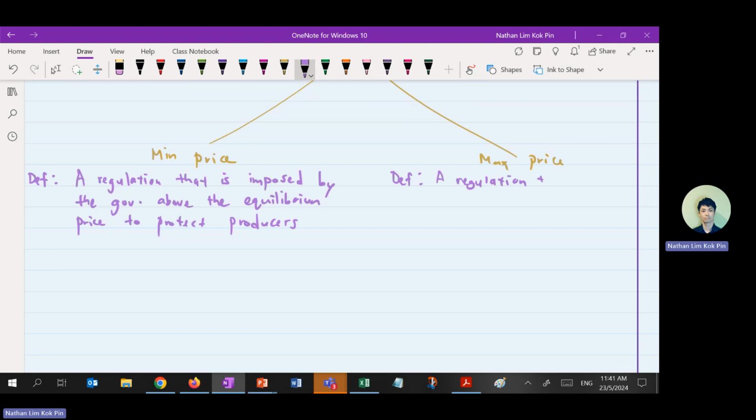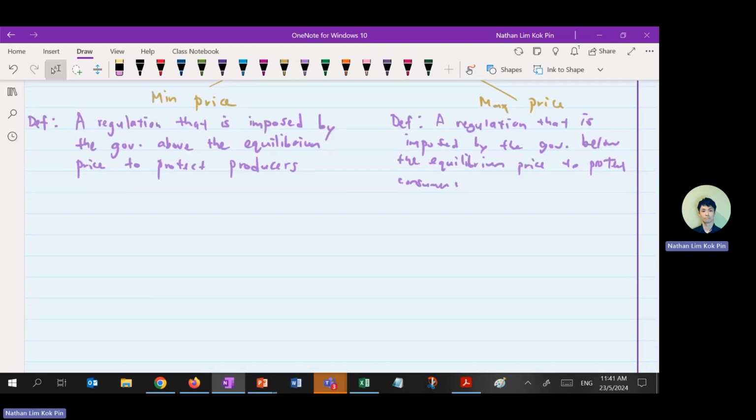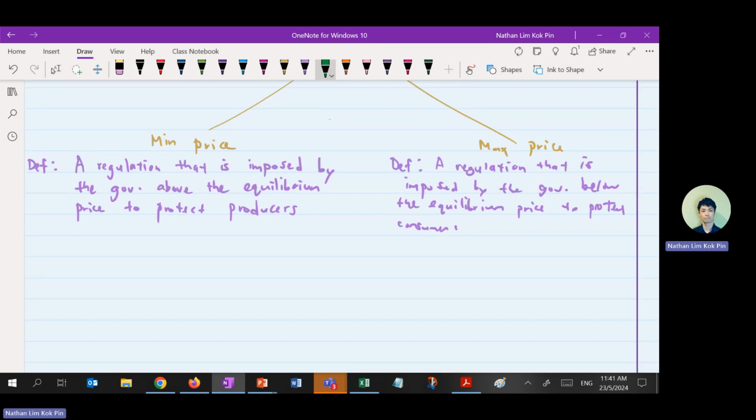A regulation that is imposed by the government below the equilibrium price to protect the consumers. That's all. Make sense? Right, example. These are the two definitions that I asked you to do research on. I don't know whether you did the research or not, but you should do it yourself. Consumers.